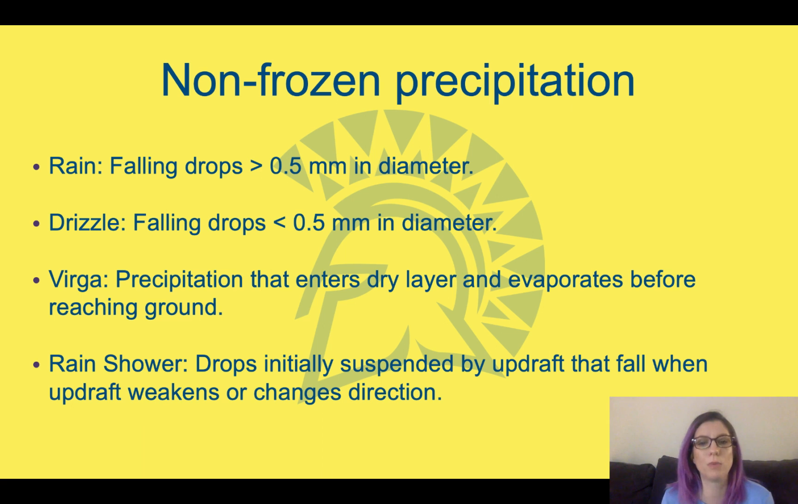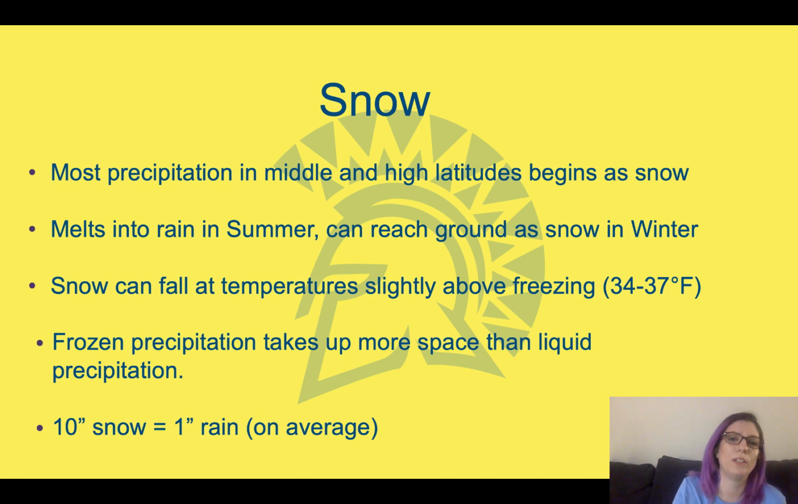And then a rain shower is where drops initially suspended by an updraft fall when the updraft weakens. The rain showers are colder because they're up in that updraft, and it's cold up there. So that's what a rain shower is.